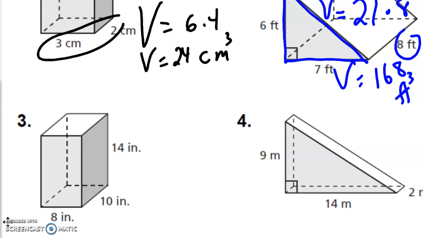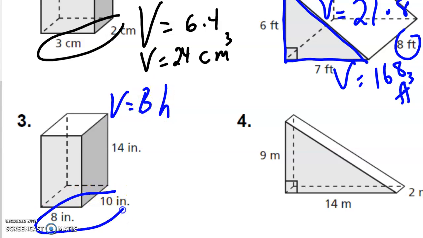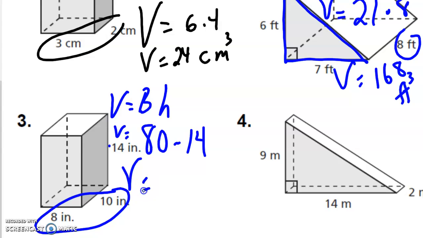Okay, back to a rectangular prism. So your volume, your base times the height. Base in this is 8 by 10. So we're talking 80 multiplied by 14. And we end up with the volume being 1,120 cubic inches.